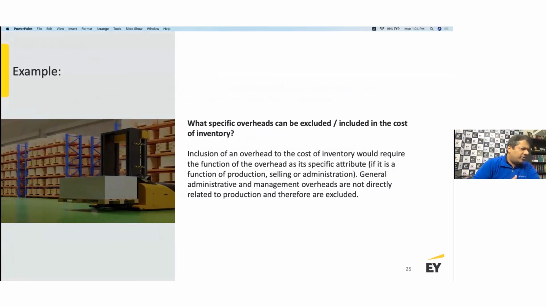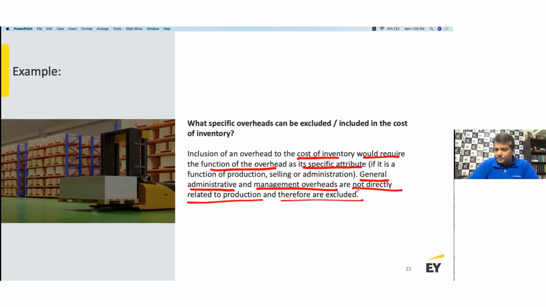Now, inclusion of an overhead in the cost of inventory would require the function of the overhead as its specific attribute, whether it is a function of production, selling, or administration. General administrative and management overheads are not directly related to production and therefore are excluded. So general administrative, like the cost of your head office, you can't charge the cost of the head office to the manufacturer, but the cost of plant management can be considered to be included in the manufacturing process.